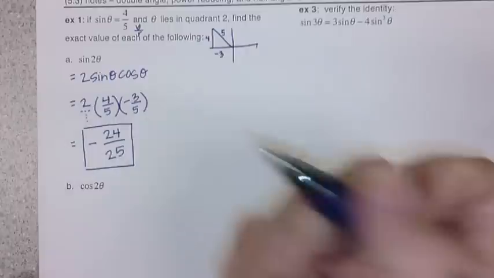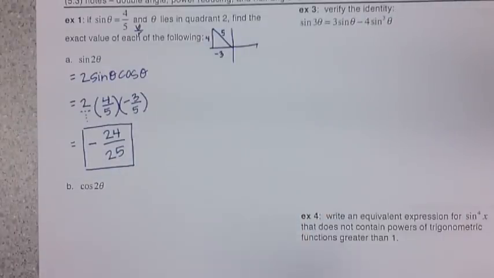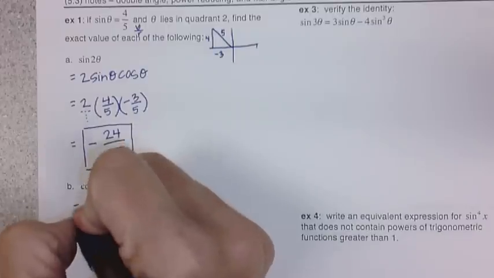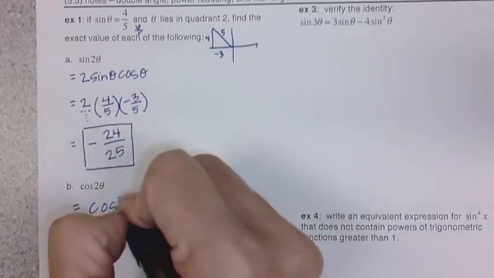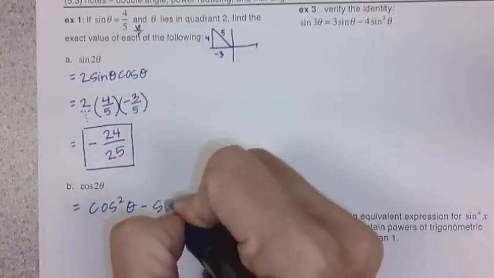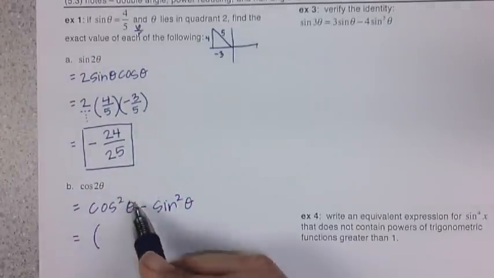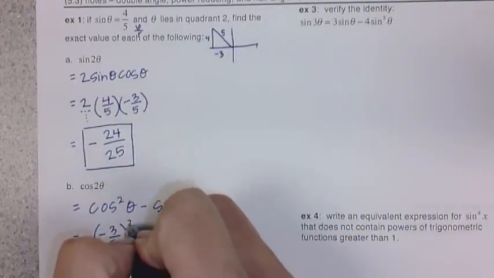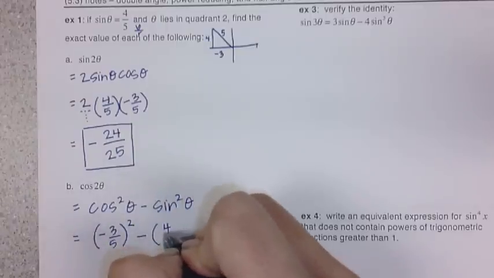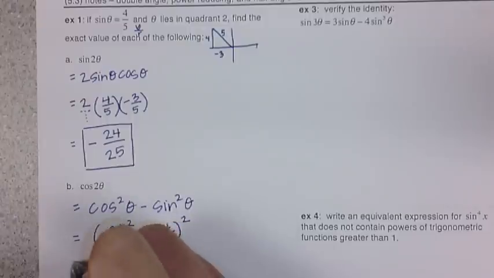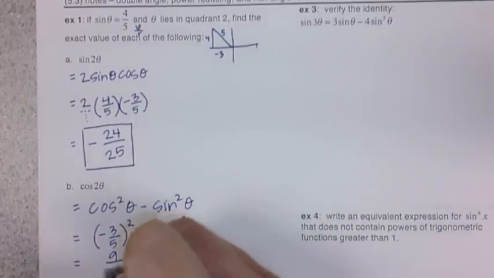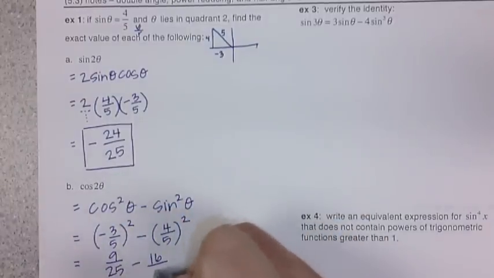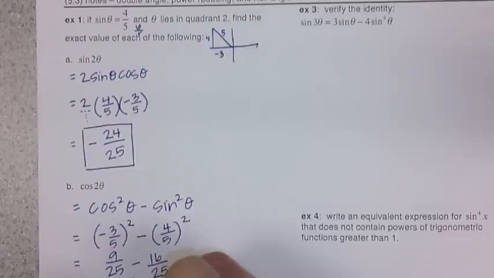So let's get started with part B. So we have cosine 2 theta. Because we're not verifying an identity, I'm just going to use the first one on the sheet, but you can use any of them and get the same answer. So then we keep going. We just learned cosine theta is -3/5, so I'm going to go -3/5 squared minus 4/5 squared. Keep simplifying. I get 9/25 minus 16/25, which gives me -7/25.